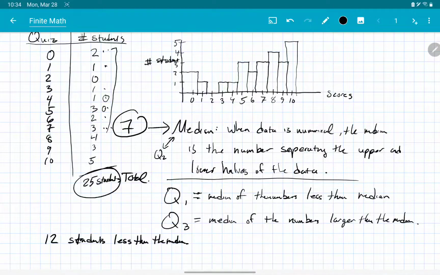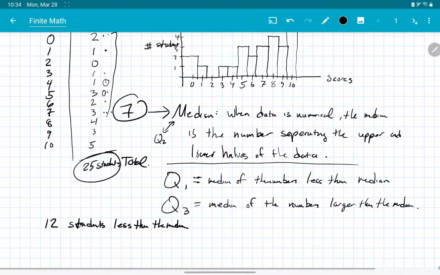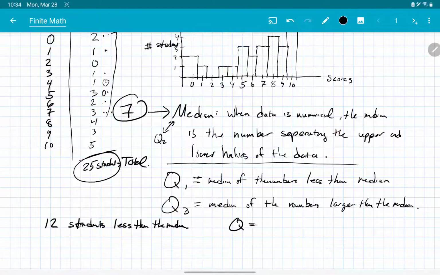So the question is, which of these two numbers should we take to be the quartile? Well, let's take the average of the two. So Q1 is going to be 4 plus 5 over 2, which is 4.5. And we want a number that is in between the 6th and 7th best score, because then 6 scores are lower than this number and 6 scores are higher than this number. That's what we're looking for. So that's why we chose 4.5.